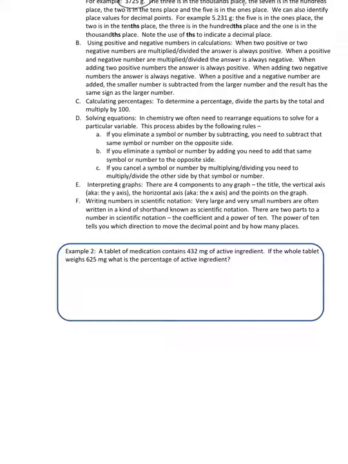Example 2. A tablet of medication contains 432 milligrams of active ingredient. If the whole tablet weighs 625 milligrams, what is the percentage of the active ingredient? So to calculate a percentage, we divide the part by the total and multiply by 100. The part is the active ingredient. There are 432 milligrams. The whole is the whole tablet. The whole tablet is 625 milligrams. Again, take the part, divide by the whole, and multiply by 100.